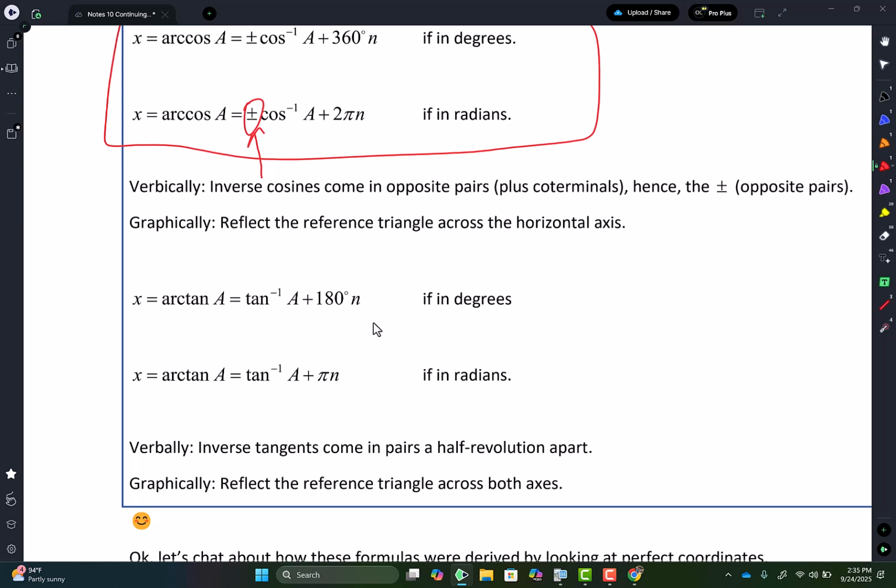And what about the arctan? Why does arctan only have one answer? Okay, guys, arctan only have one answer.